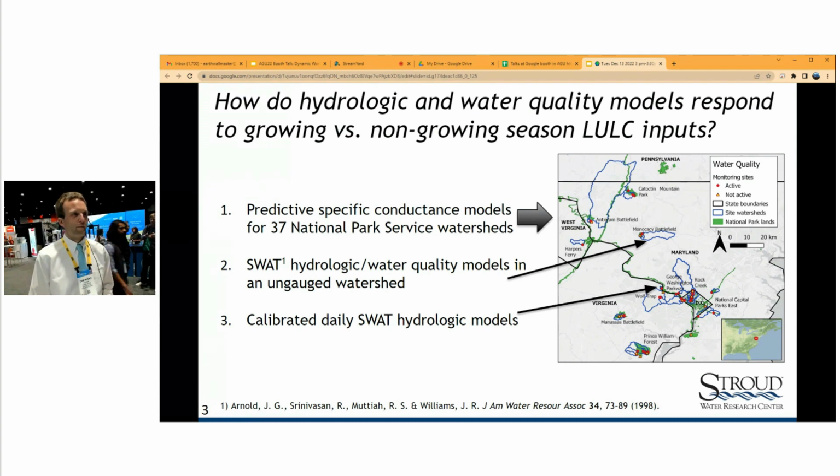And then finally, for our most complex case, we used the Soil and Water Assessment Tool hydrologic model, calibrated at the daily time step, and developed using either the growing season or the non-growing season land cover data to see how the models would compare to each other after calibration.